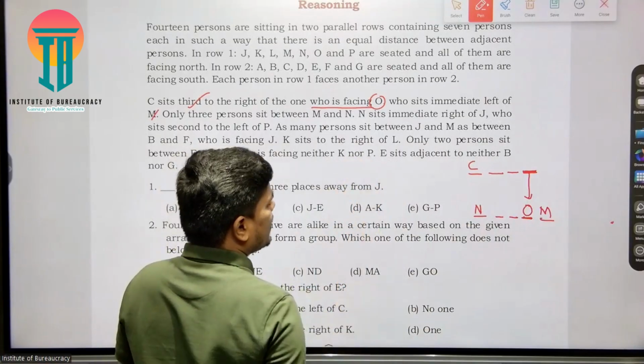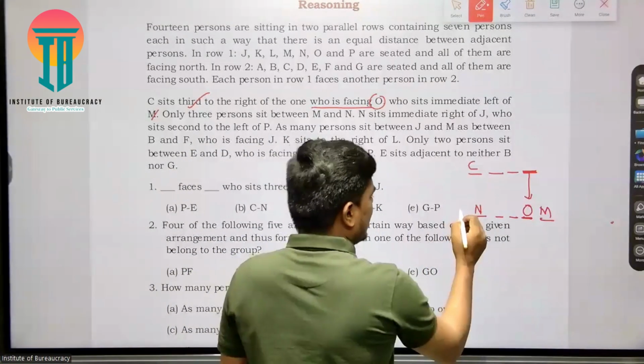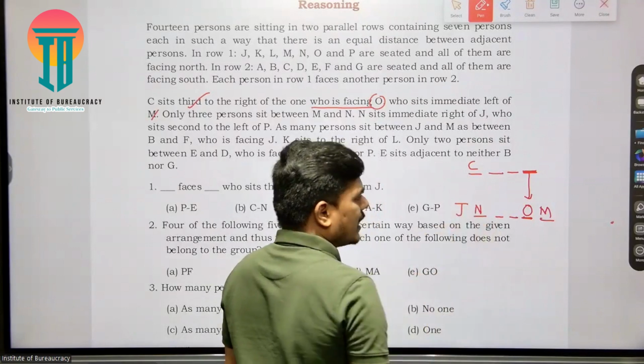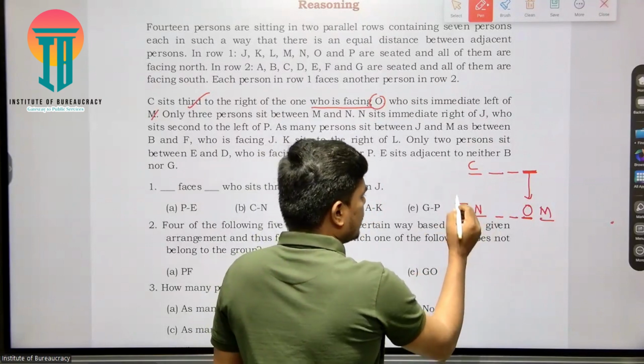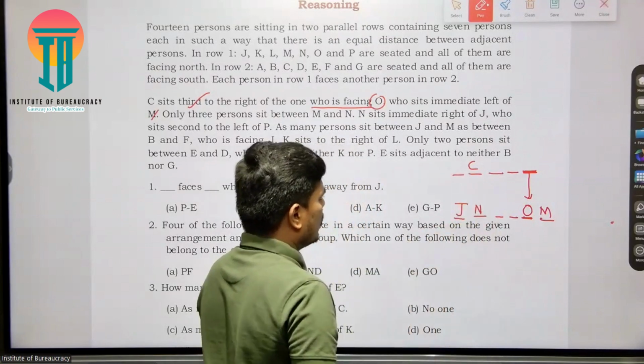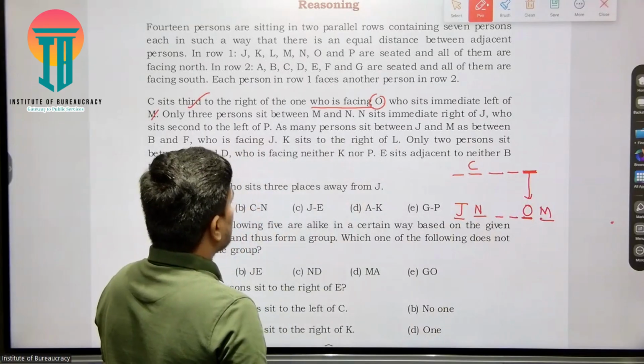Immediate right of what? J. N sits immediate right of J. For J, N is right. So I've used that other place for J also. Okay, next is what?